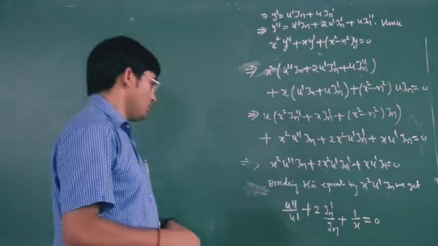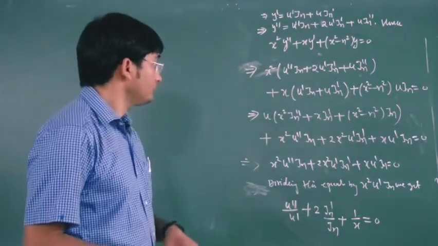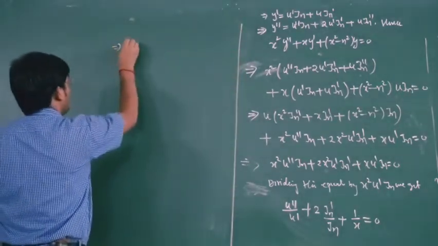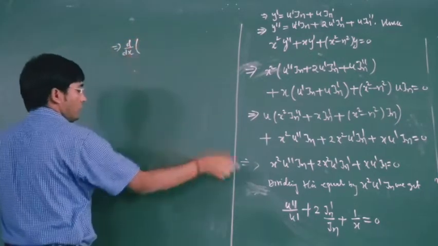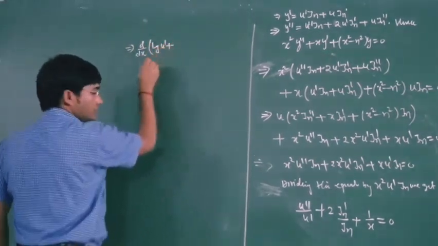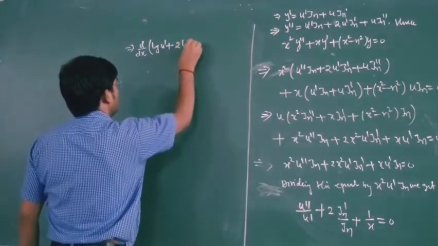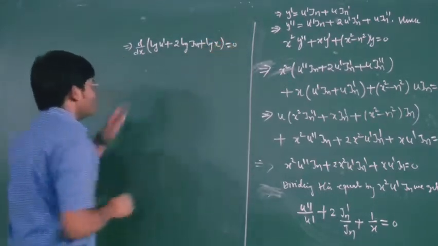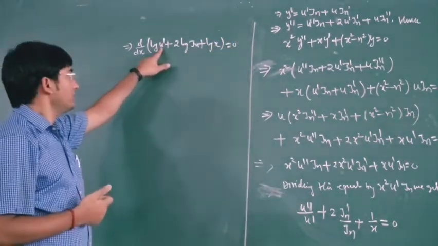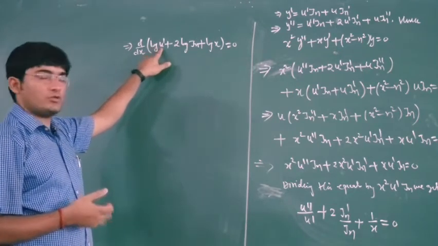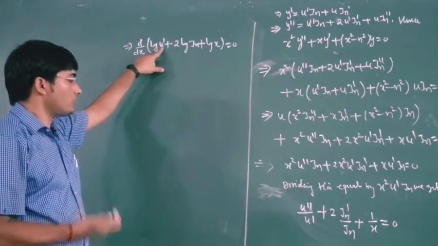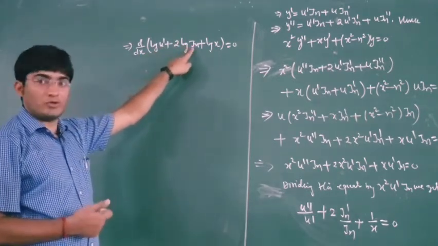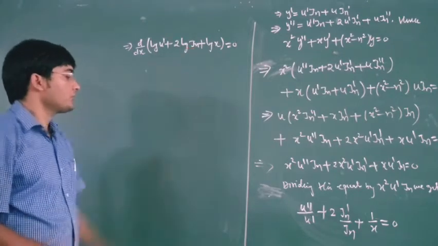Now we can write this equation as d by dx of (log u dash plus 2 log Jn plus log x) equal to 0. Because if you differentiate log u dash, the differentiation will be 1 upon u dash, and the differentiation of u dash will be u double dash. So the first term is u double dash upon u dash. Differentiation of log x will be 1 upon x, and differentiation of log Jn will be Jn dash upon Jn.